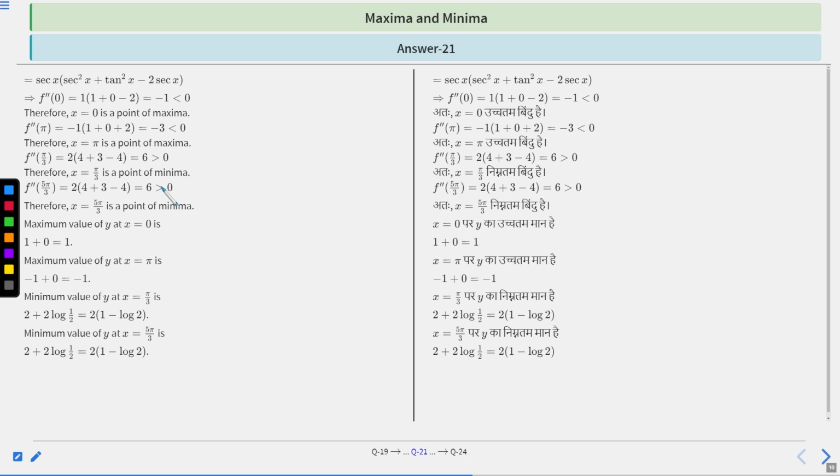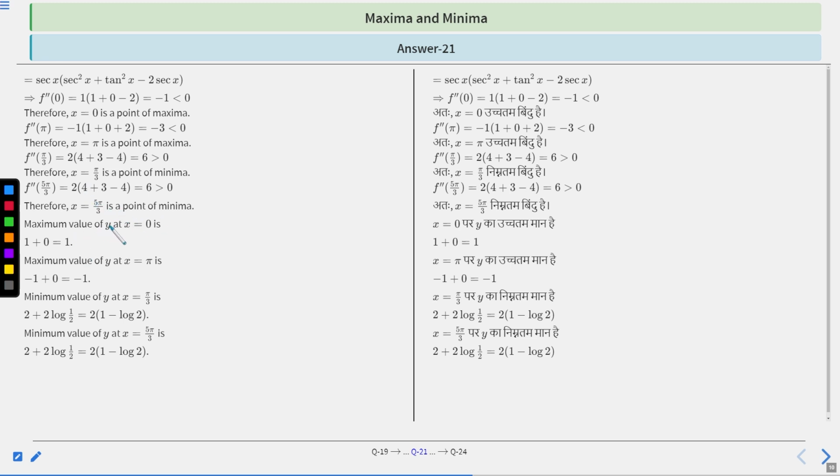Because the sign of f double dash x is basically greater than 0. Now, let's calculate f double dash pi by 3, which is 2 into 4 plus 3 minus 4, which is equal to 6, which is again greater than 0. Therefore, x equal to pi by 3 is a point of minima.